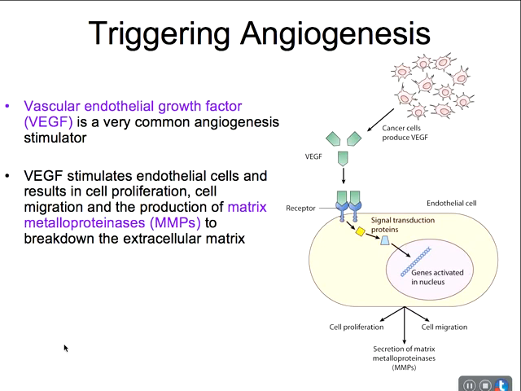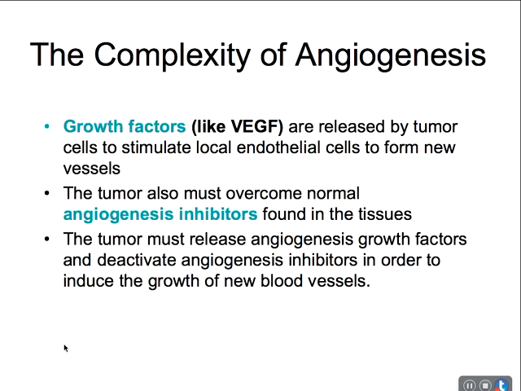It turns out that angiogenesis is a complex event. For the complexity of angiogenesis, you have to have a growth factor, like the VEGF we just talked about, released by tumor cells to stimulate the local endothelial cells to form new vessels. That's half of the equation. For angiogenesis to occur, you have to have an activator, and you also have to get rid of an inhibitor, because remember there are inhibitors naturally in the tissues to prevent this from happening. So the tumor must also overcome normal angiogenesis inhibitors found in the tissues. And I want to remind you that normally in healthy tissue, the inhibitors predominate. They are at a very high level because they're avoiding this exact situation.